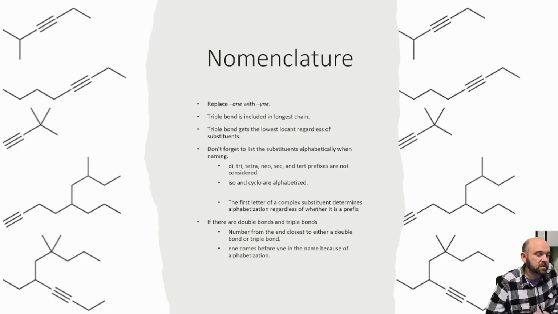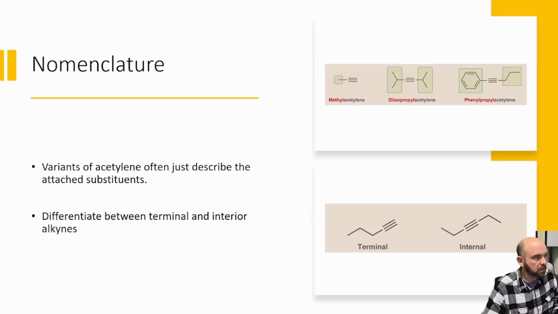If there are double bonds and triple bonds, we probably will run into some of these cases. Always include both when determining the longest chain. Number from the end closest to either a double or a triple bond. And -ene always comes before -yne in the name, and that's simply due to alphabetization. We'll see some practice on the next slide.